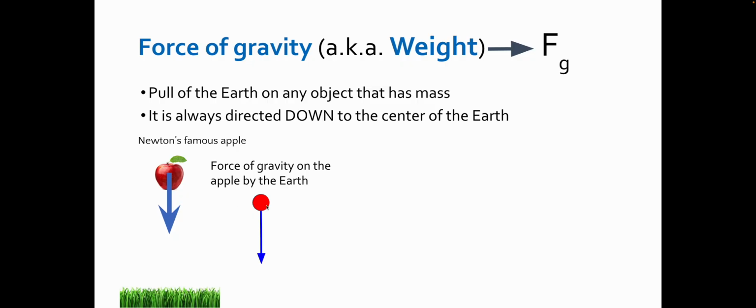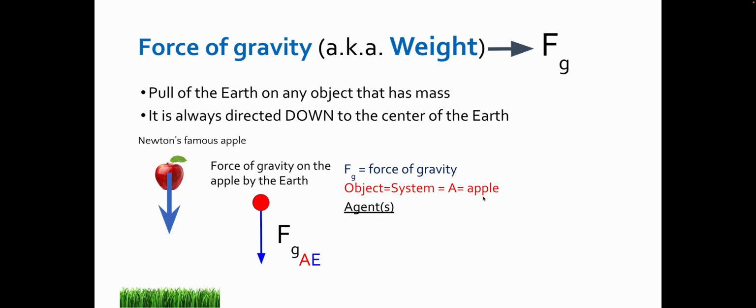So this is a force down, blue arrow. It's a force of gravity on the apple by the Earth. That's so much less to write than the whole words. And now that we have this sort of labeling system, you need to tell me what all your letters mean. So you have to provide a key or a legend for your little subscripts. So you're going to remind me that FG stands for force of gravity, that our object is the system, which is A for apple, and that any agents pushing or pulling on our system are basically right now just E for Earth, right? So force of gravity on the apple by the Earth.